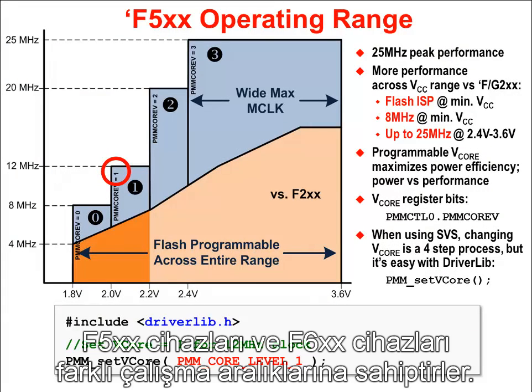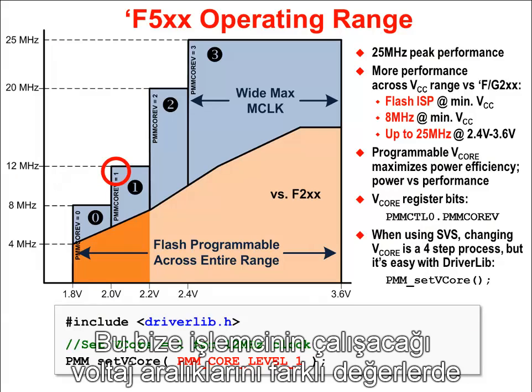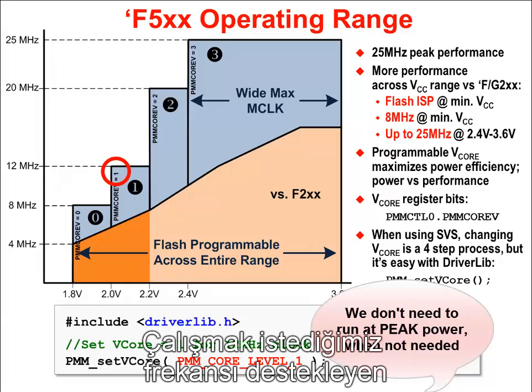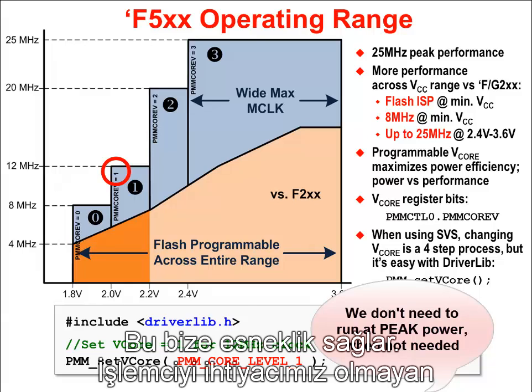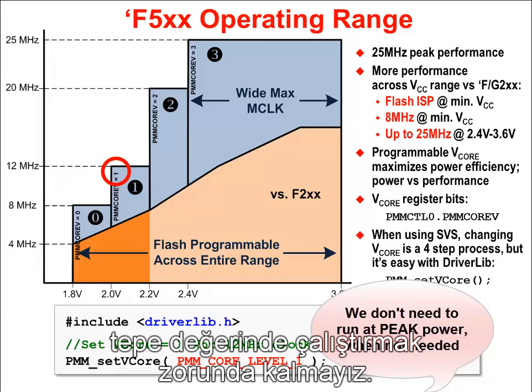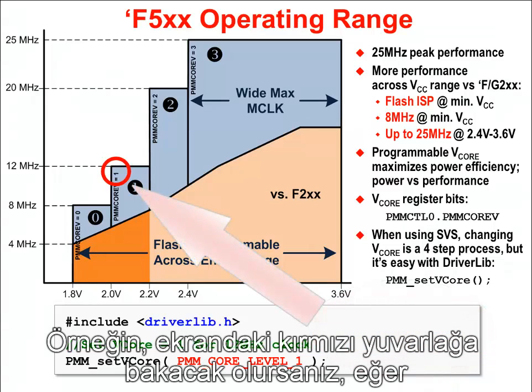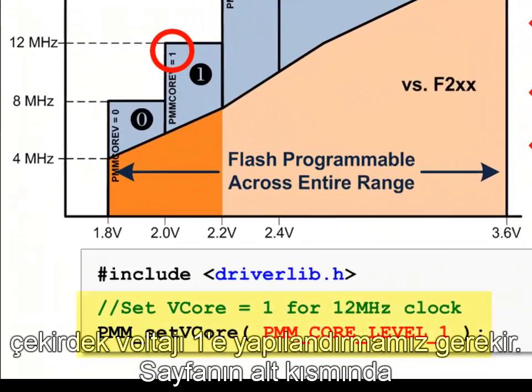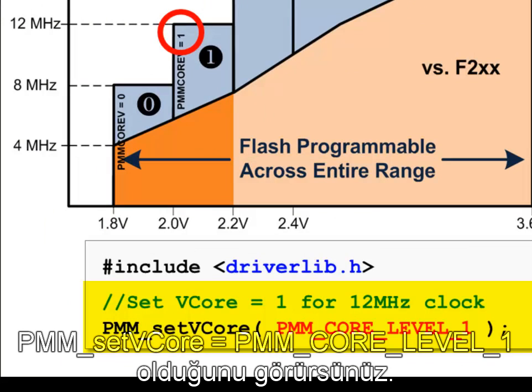Another item to cover, the 5XX devices and also the F6XX devices have different operating ranges. This allows us to set the voltage used by the CPU to different rates, and we would pick the lowest rate that would support the frequency that we want to run at. This just gives us flexibility so that we don't have to be running the CPU with peak power when it's not really needed. So for example, you can see we've circled, if we wanted to be running anywhere from 8 to 12 megahertz, we should have the power management set to a core voltage of 1. And then down lower on the page we can see how you can PMM_setVCore equal to PMM_COREVOLTAGE_1.